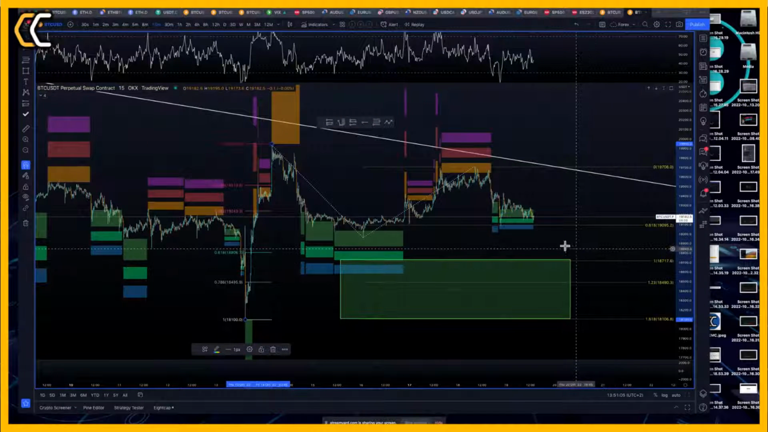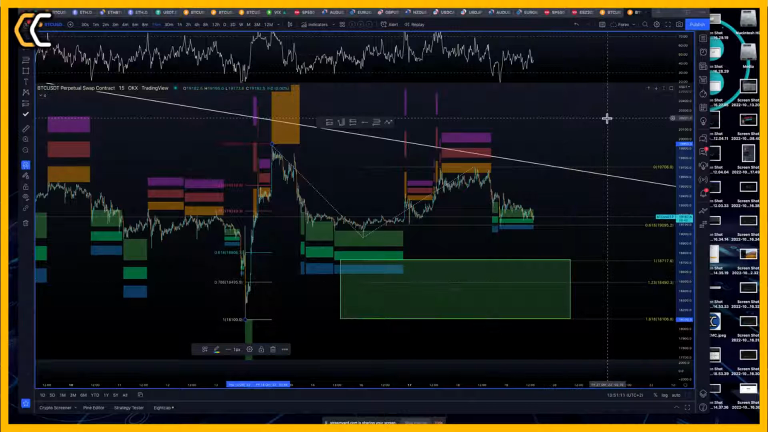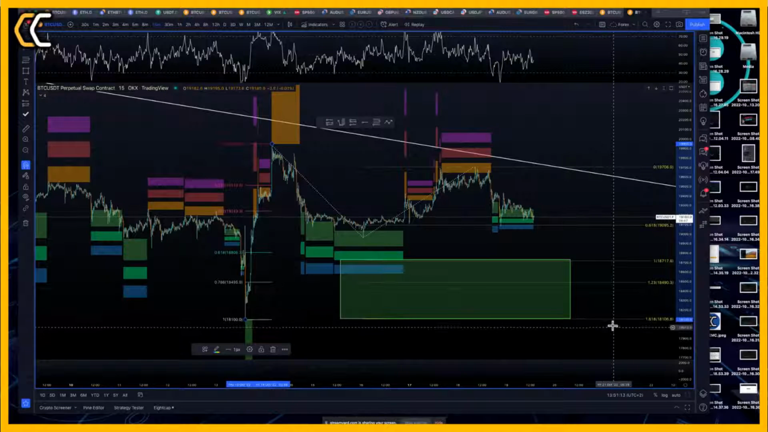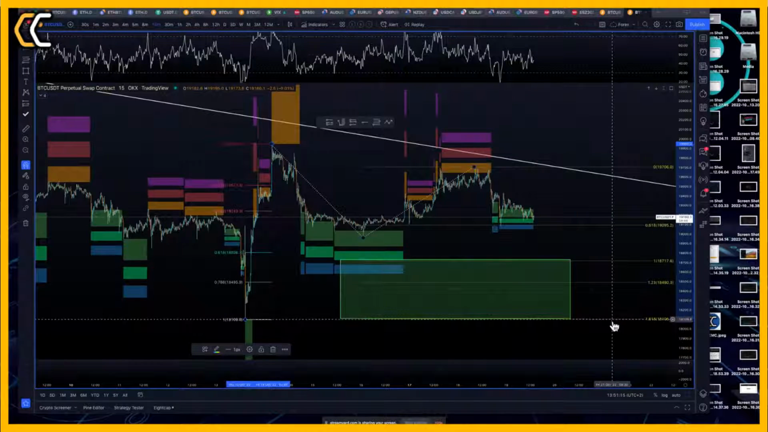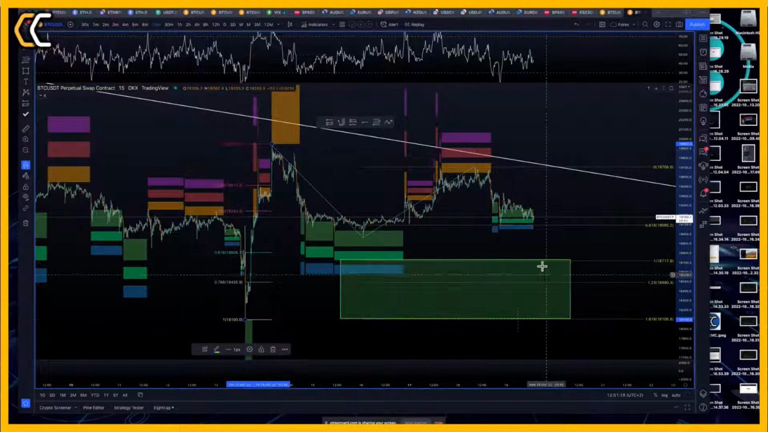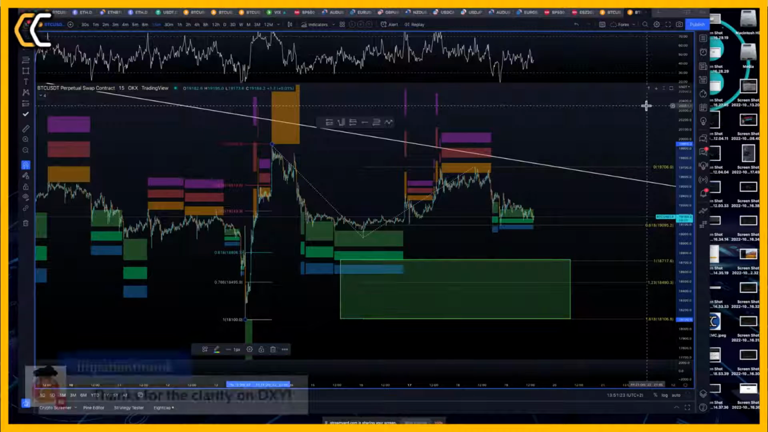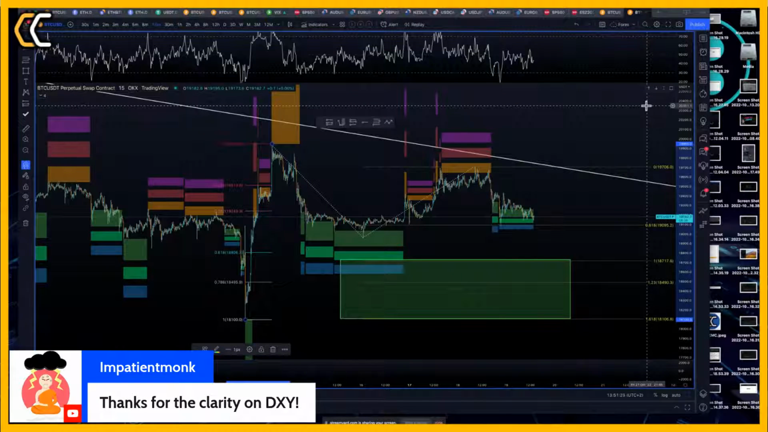Been waiting for this reload zone, as the name says. I'm going to reload within that zone, and I'm going to take a long. It's never going to be a guaranteed winning trade, so we have to put a stop loss at 18,100, previous low. And I'm counting on that one to go above, at least to 20,800 and even above that.